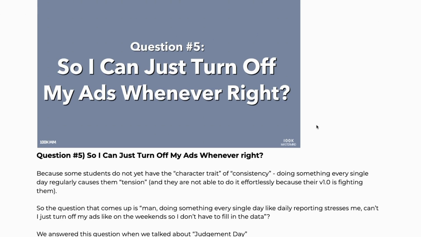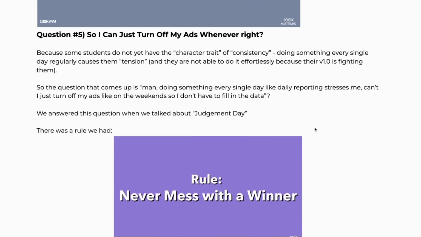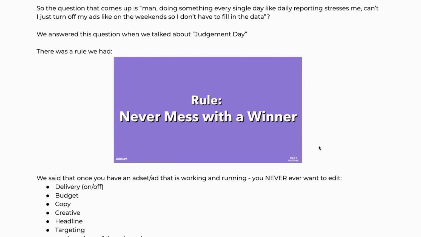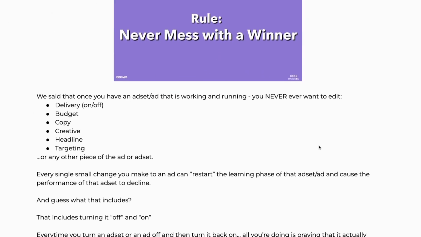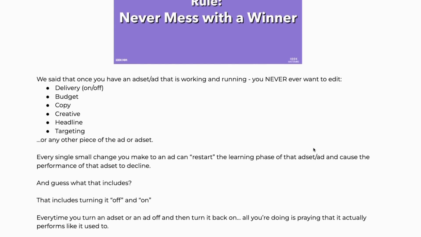We actually answered this question back in Judgment Day. And the rule we said was you never want to mess with a winner. Now, what does never messing with a winner have to do with just turning off your ads? Well, what we said is that once you have an ad set that is working and ads that are running well, you never want to edit the budget, the copy, the creative, the headline, the targeting, or any other piece of the ad or the ad set.